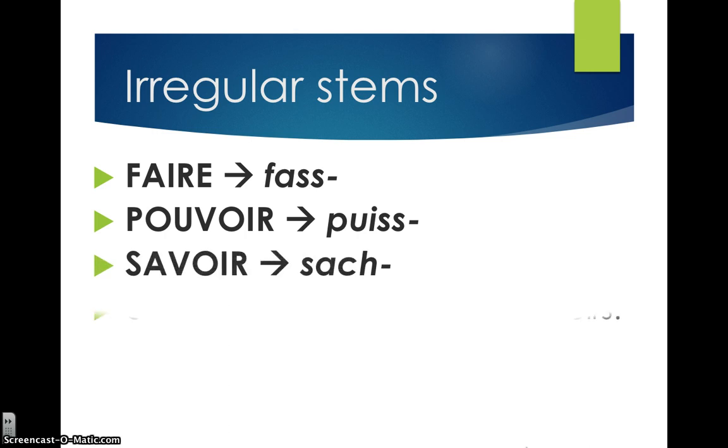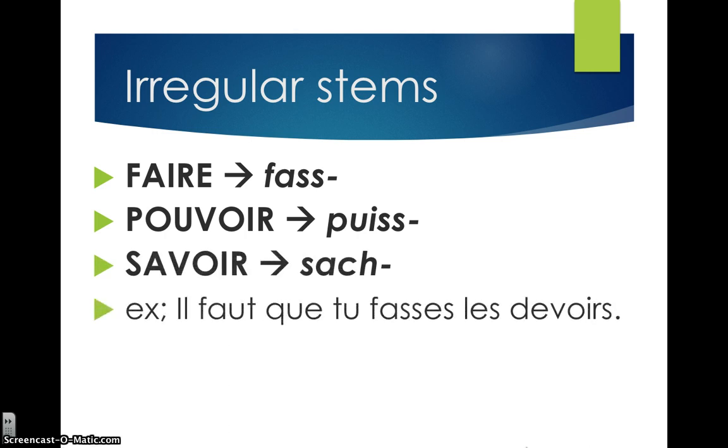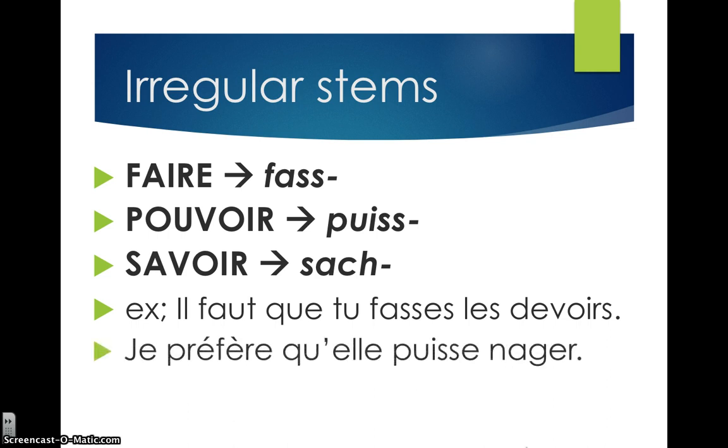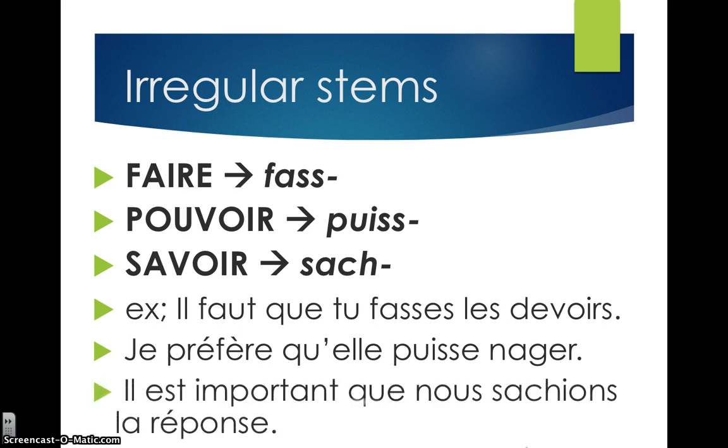So here are some examples. Il faut que tu fasses les devoirs. It's necessary that you do your homework. Je préfère qu'elle puisse nager. I prefer that she is able to swim. And il est important que nous sachions la réponse. It's important that we know the answer. So again, the endings of my subjunctive are the same. It's just that that stem is totally different. It does not come from the ils plural form.